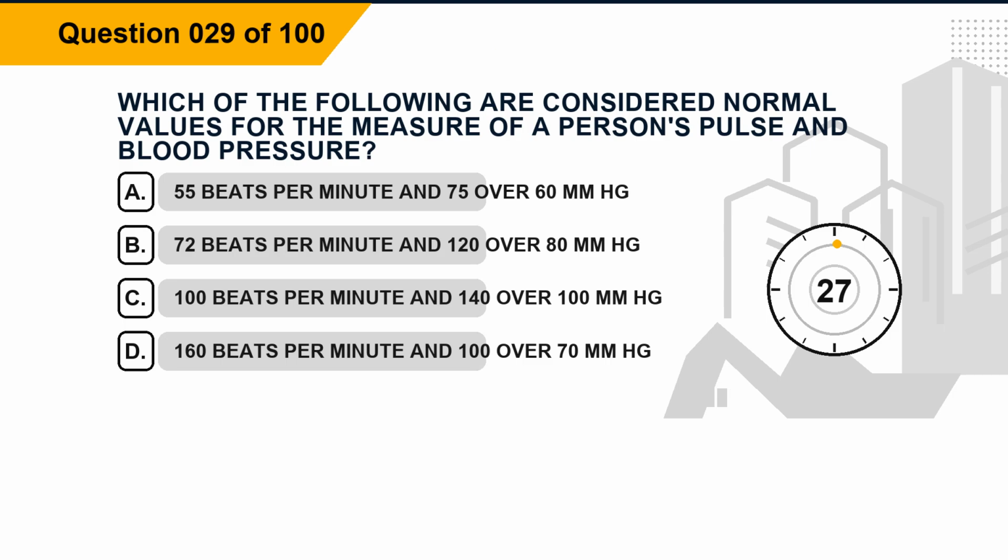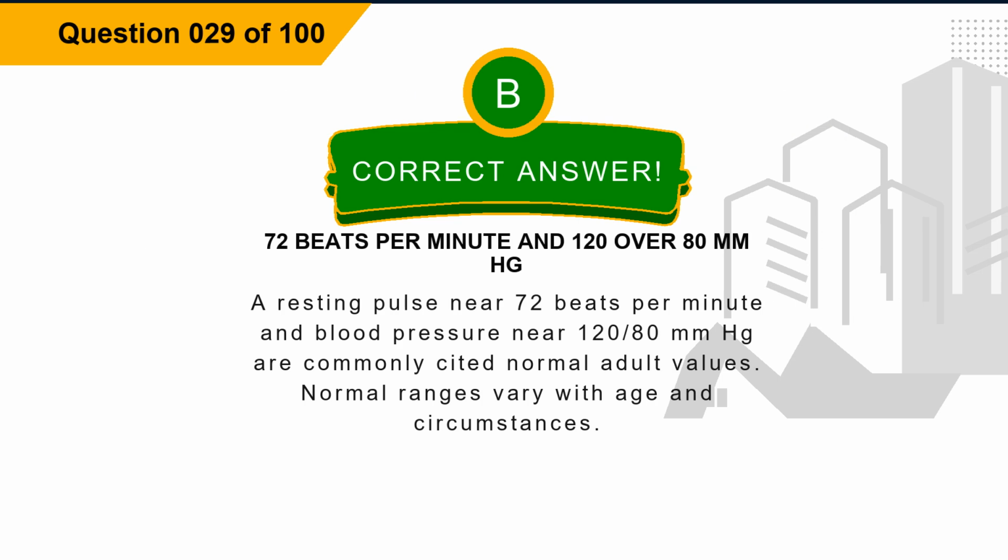Question 29. Which of the following are considered normal values for the measure of a person's pulse and blood pressure? Option A, 55 beats per minute and 75 over 60 mm Hg. Option B, 72 beats per minute and 120 over 80 mm Hg. Option C, 100 beats per minute and 140 over 100 mm Hg. Option D, 160 beats per minute and 100 over 70 mm Hg. The correct answer is option B, 72 beats per minute and 120 over 80 mm Hg.